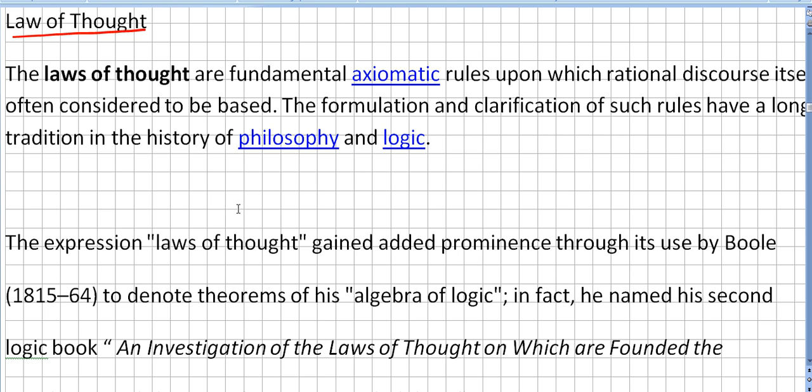Okay, so the basic rules we are using here are what we call the laws of thought. The laws of thought are fundamental axiomatic rules upon which rational discourse itself is often considered to be based. The formulation and clarification of such rules have a long tradition in the history of philosophy and logic, because we are going to see these axiomatic rules in many areas of philosophy, logic, mathematics, computer science, and others.